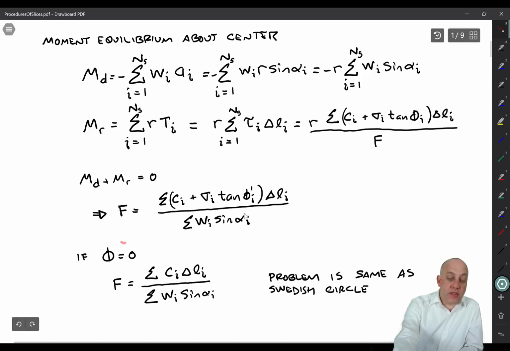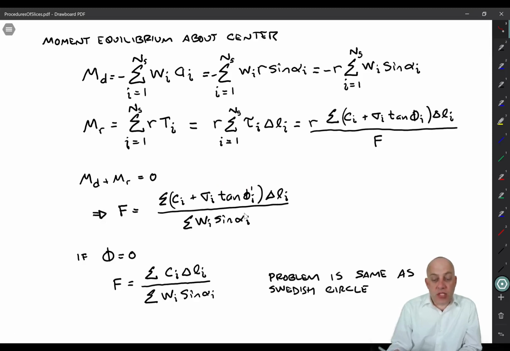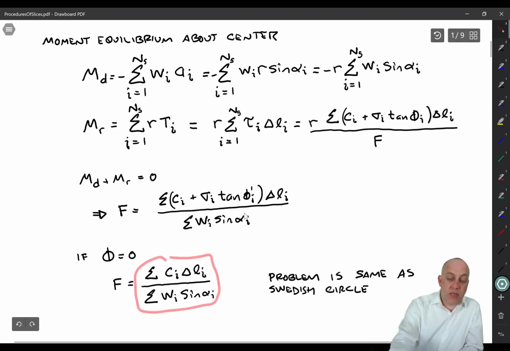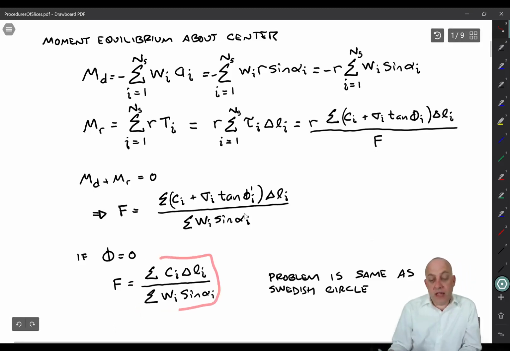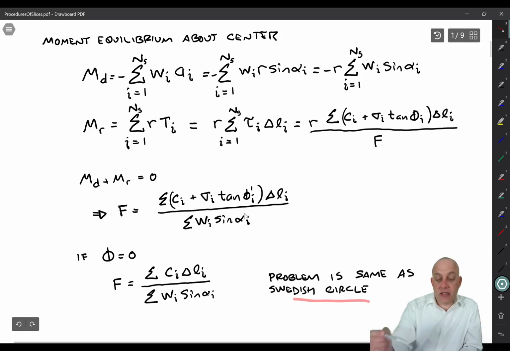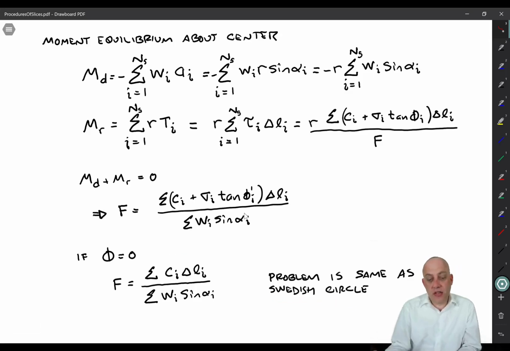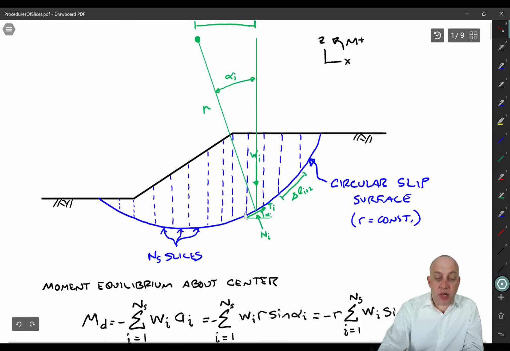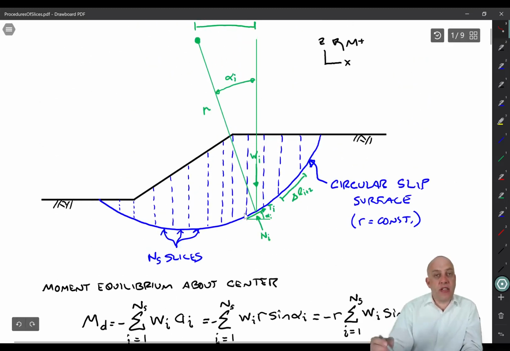Now, if phi is equal to 0, we can get rid of this term right there. We get rid of the sigma sub I term, which has a lot of benefits, actually. It simplifies the expression a lot, so it makes it much easier. And now we've reduced it to being exactly the same as the Swedish circle method. So you could solve this problem using the Swedish circle method as a single free body if you wanted to.